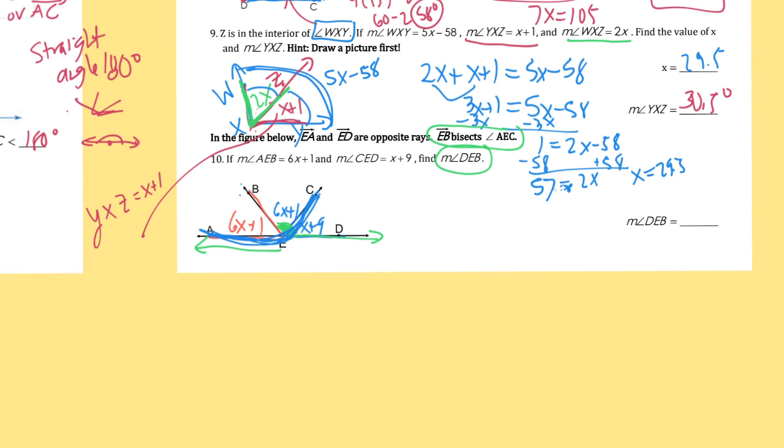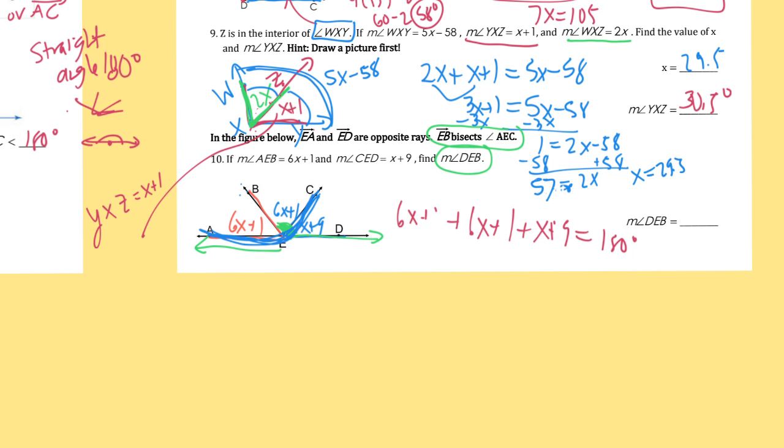You're like, oh, it's bisect. So bi means 2, sect means chopped. It's chopped into 2 pieces. So let's add up all 3 parts. You do 6x plus 1, and you add it to 6x plus 1, and then you add it to x plus 9, and this is a straight angle. And so it equals 180 degrees.